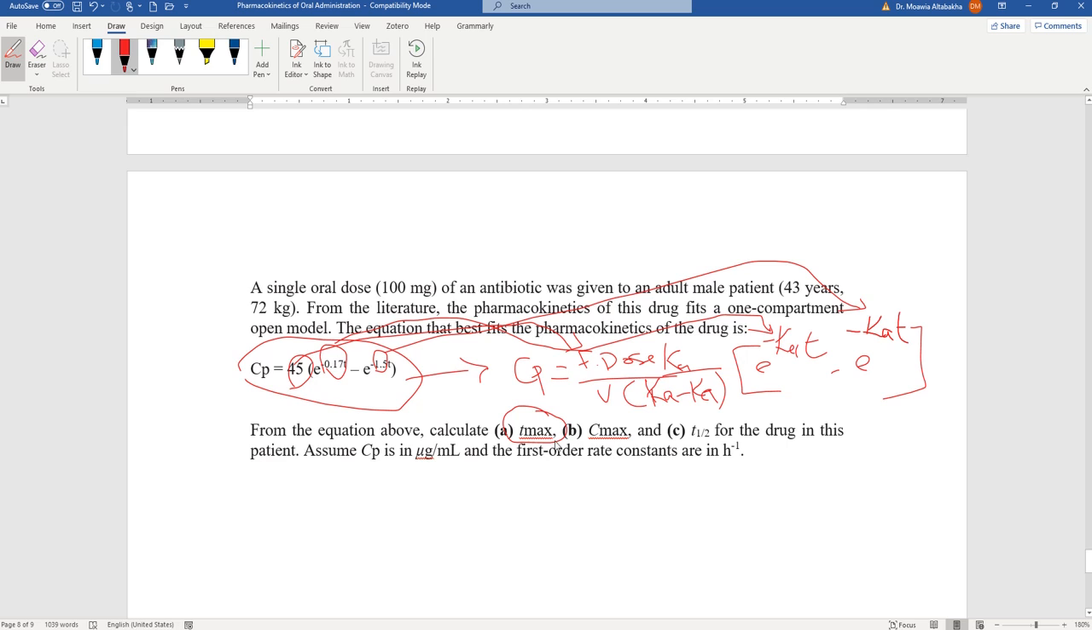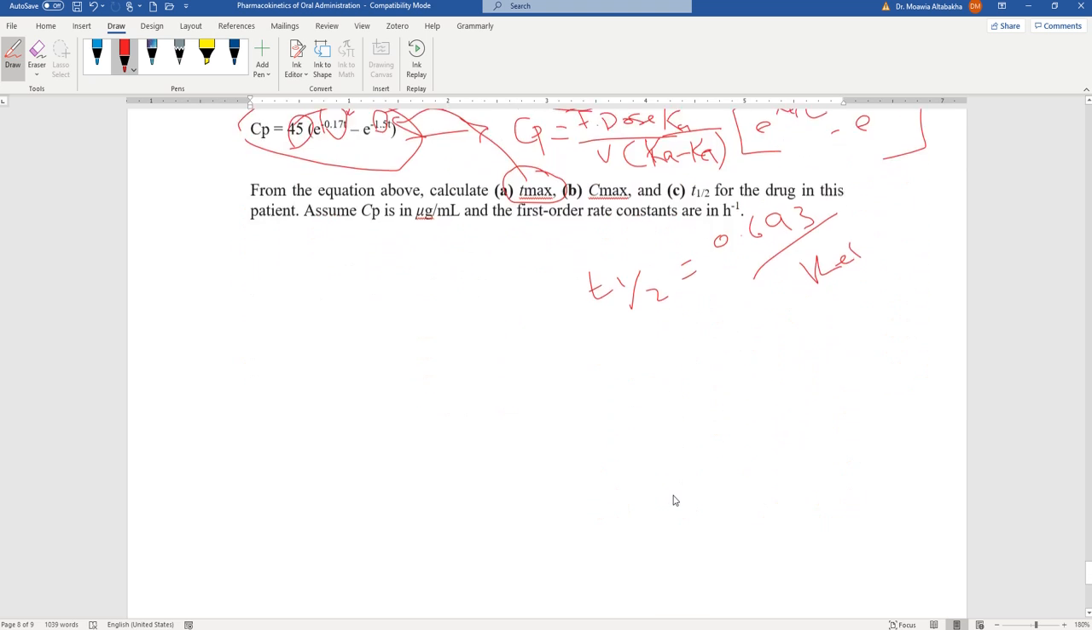Now if I know the Tmax, can you calculate the Cp max? Yes. Substitute the Tmax here and here. Okay. And then you can calculate Cp max. Can you calculate the half-life of the drug? Yes. The half-life of the drug is equal to 0.693 divided by Kl. What is the Kl? Already given here, which is 0.17. So this is how you do the calculation.